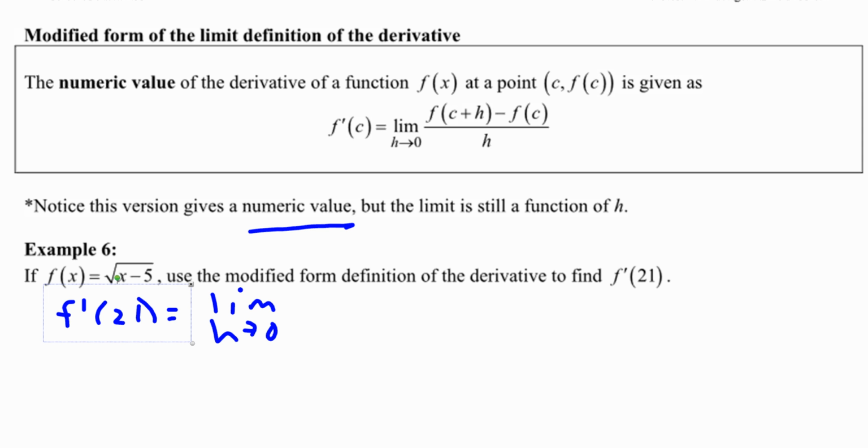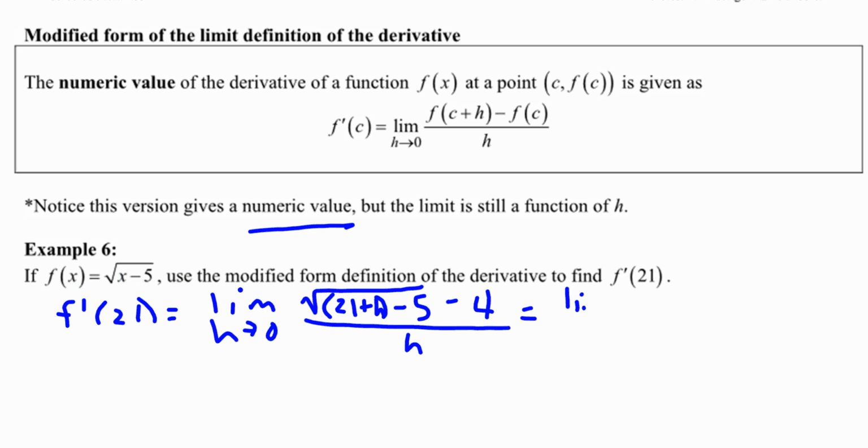So we're going to have f of 21 plus h. Instead of writing x, I'm going to write 21 plus h in there, minus f of c. So if we plug in 21, 21 minus 5 is the square root of 16, which is 4, all over h. So we have the limit as h approaches 0 of the square root of 16 plus h minus 4, all over h.